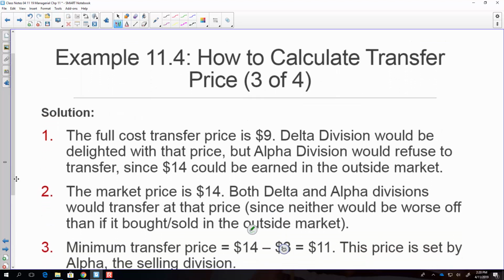The full cost was 9, right? And Delta, remember, is the buyer, would be delighted with that price, right? Because it's much lower than the $14 market price. But Alpha, the seller, would not be. They're not making any money selling or transferring at 9. So obviously then the sale would not occur, right? There's no way Alpha would be doing that particular method.